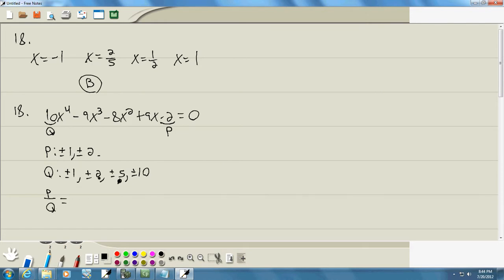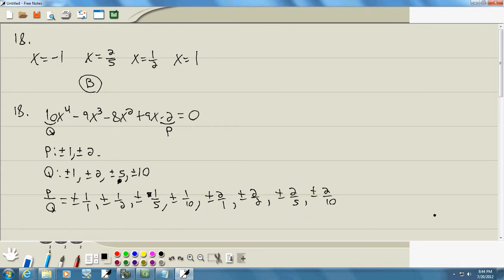So I'm going to take each one of these values of p and put them over the q. So I have 1 over 1, 1 over 2, 1 over 5, and 1 over 10. Then I'll put this 2 over each one of these. So we'll have 2 over 1, 2 over 2, 2 over 5, and 2 over 10.